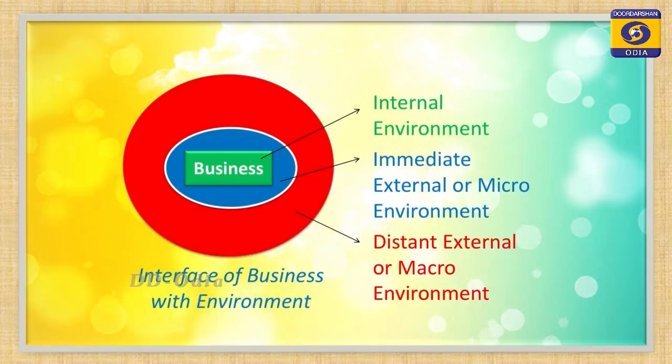So, you see the total business environment can be depicted in the form of a diagram like this. It can be divided in three broad categories. The first one, the central part, which in the diagram is given in green color, the rectangle, that is internal environment. Then the blue part, the oval shaded blue, depicts the immediate external environment, that is called micro environment, and the outer part which is shaded red, depicts the distant external environment, or you can say the macro environment. So, these are the three broad divisions of business environment.